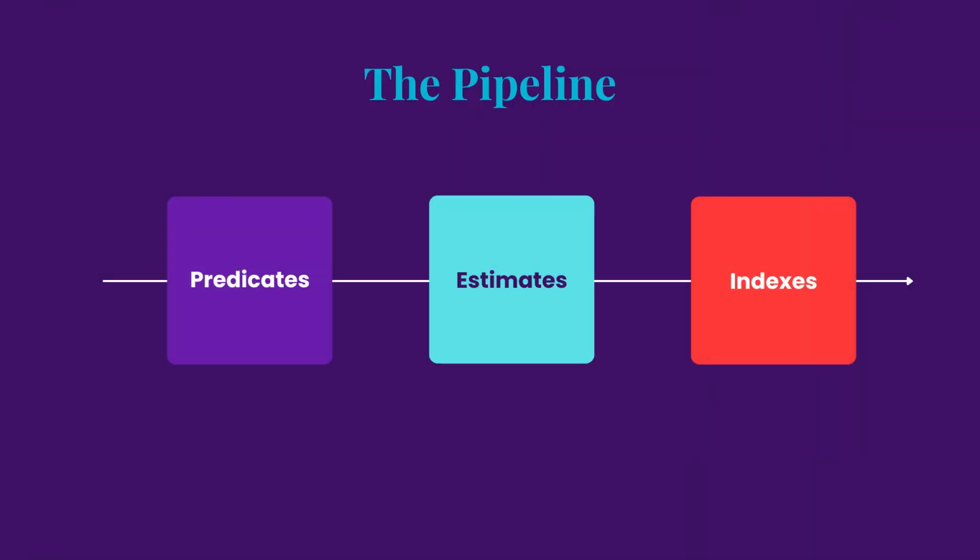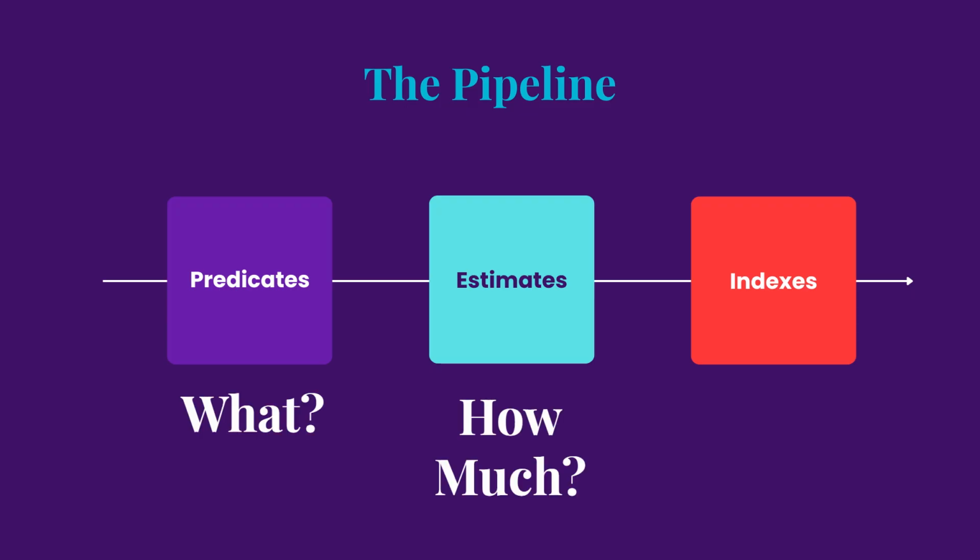Every single query you run follows the exact same path. First, what do you actually want? That's your predicates. Then, how much data are we talking about? That's the estimate. And finally, what's the fastest way to grab it? That's your indexes doing the heavy lifting. And each step feeds the next.